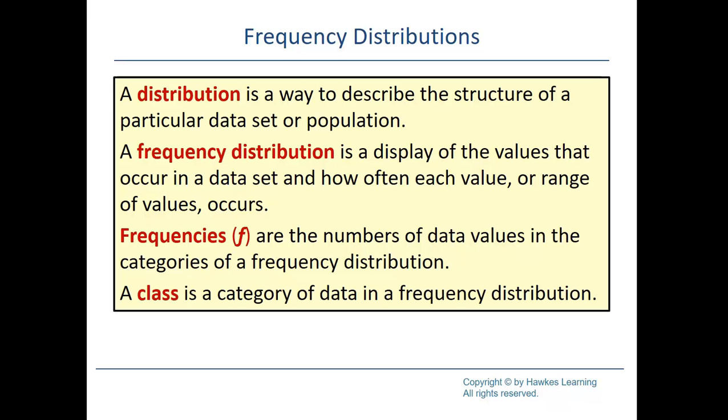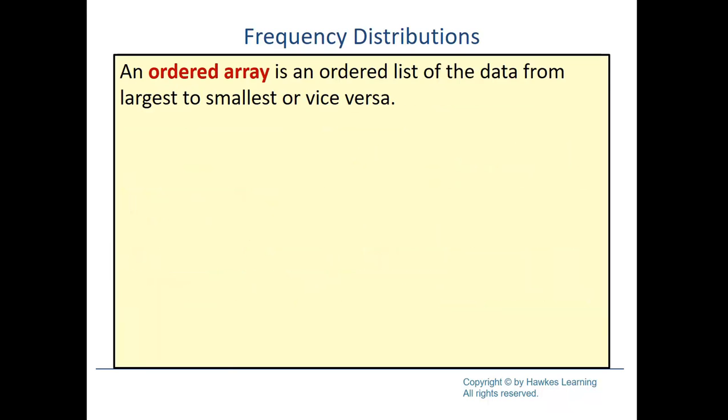Now, that category we're talking about is actually given a name, and that name is called a class. A class is just basically a group of that data that we're talking about. Now, when you are looking at frequency distributions, some of the data is an ordered array, and that's basically an ordered list of data from largest to smallest or smallest to largest. If stuff is already in an ordered array, it makes life a little bit nicer, but it's not always needed.